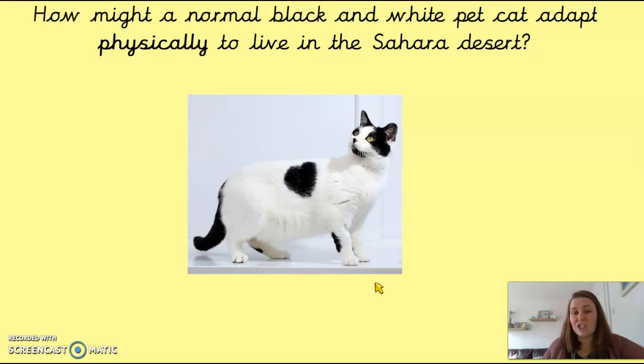It might have to change some of the things that it usually eats because those things might not be available there. And you might have thought of lots of different things. So let's introduce your independent task for today.